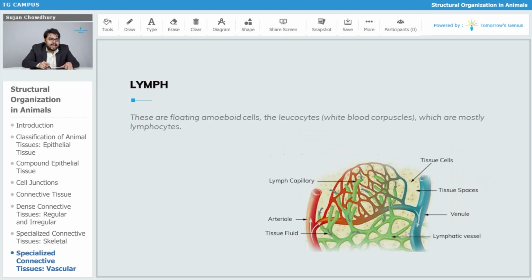These are floating amoeboid cells, the leukocytes, which are the white blood corpuscles, which are mostly the lymphocytes. And where are they present? Definitely in the lymph. That is a fluid connective tissue of our body. The erythrocytes, which are the blood corpuscles, and platelets are absent in lymph.